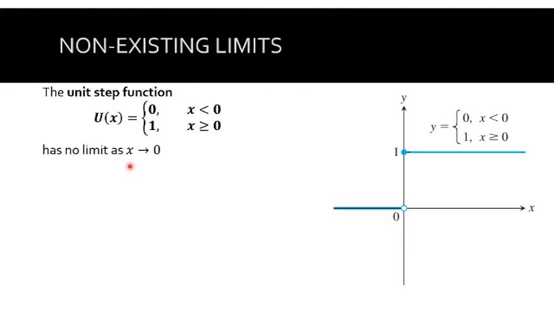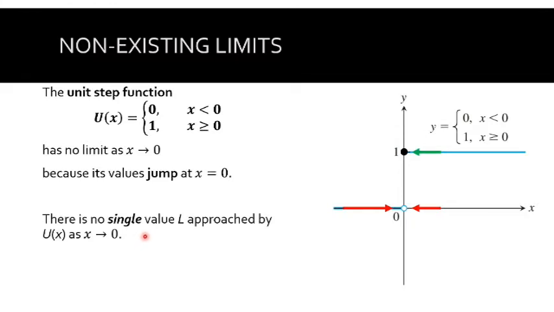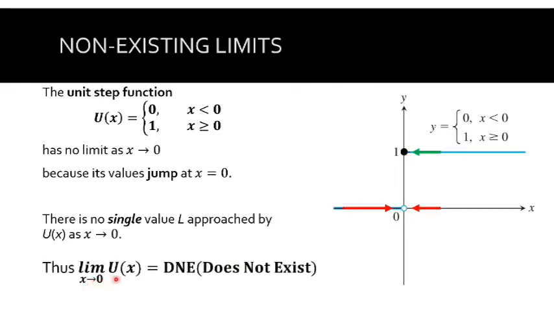It has no limit as x approaches 0 because the value jumps at x is equal to 0. So as x approaches 0, its value becomes 1. And as x approaches 0 from the right, the value is equal to 1. There is no single value L approached by the function u of x as x approaches 0, since we have two values that are being approached, which are 0 and 1. Thus, the limit of the function u of x as x approaches 0 does not exist.